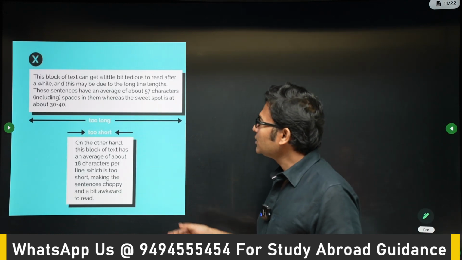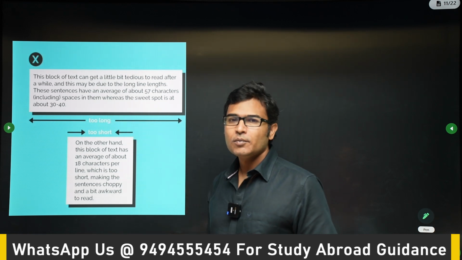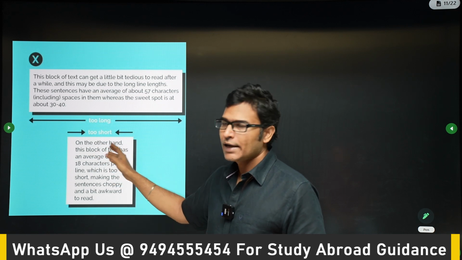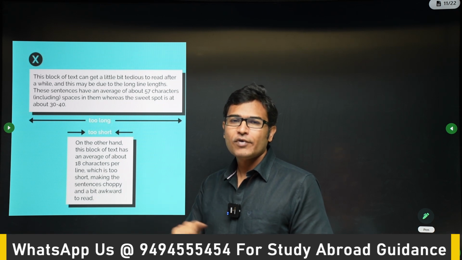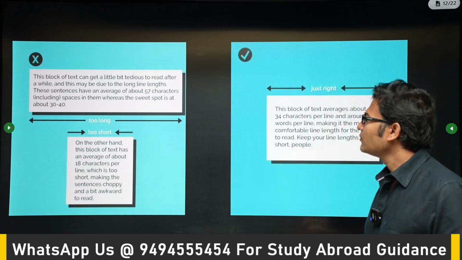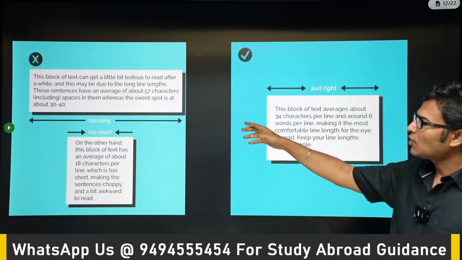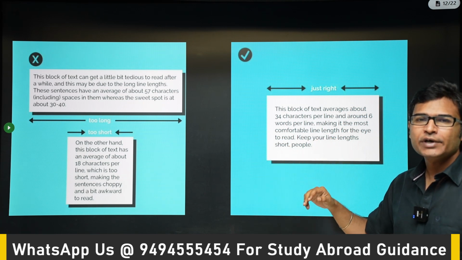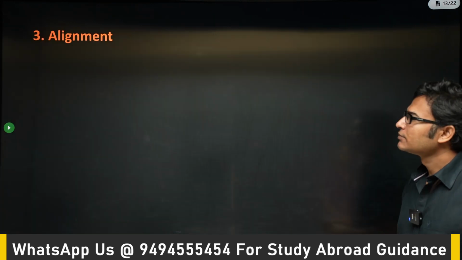So when you are using the line length, don't have too long lines, it will be difficult to read, and don't have too short line lengths. People have to scroll down a lot, they have to do infinite scrolling. Instead of that, you have to choose a line length which is just right. Okay, not too long, not too short, it should be just right in such a way that it will be easy to read and there is no too much scrolling down.